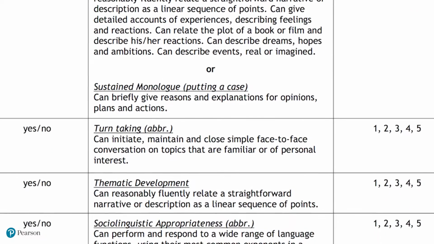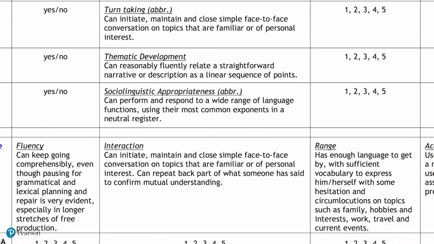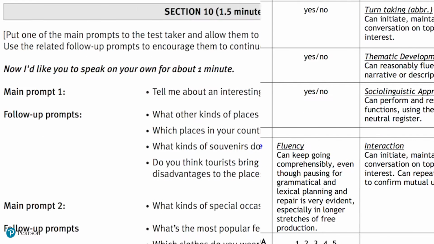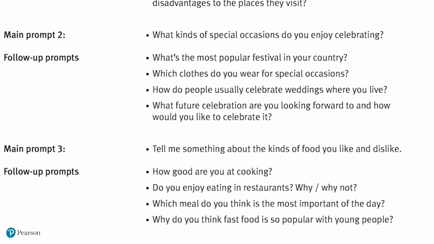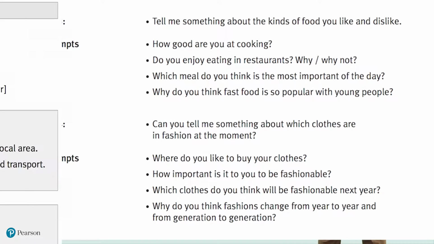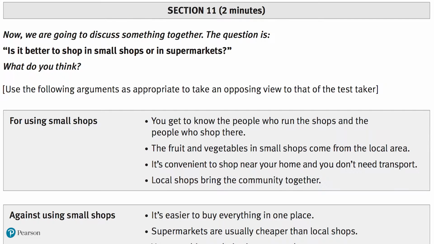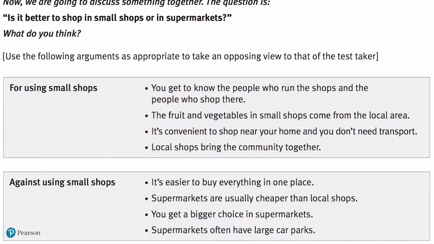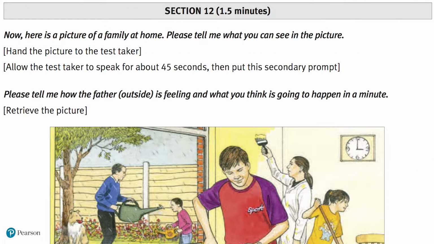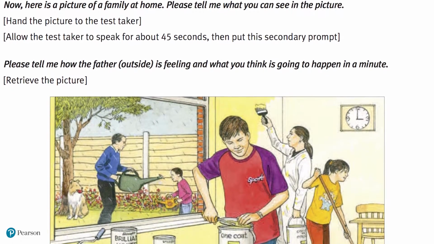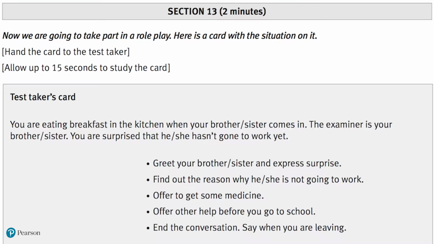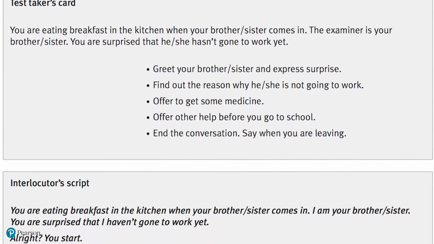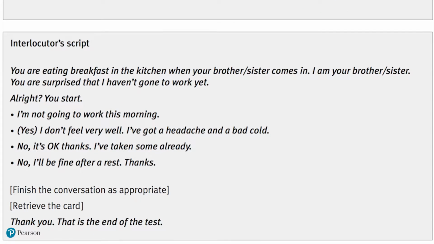Why does each section have a separate criterion? Because the sections have been designed to test some specific speaking skills, competencies. Section 10, personal information, has been designed to assess the ability to deliver a sustained monologue. Section 11, the discussion, assesses the ability to take turns. Section 12, the picture, shows how good the test taker is at thematic development. Section 13, the role play, tests sociolinguistic appropriateness. Let's take a closer look at these criteria.